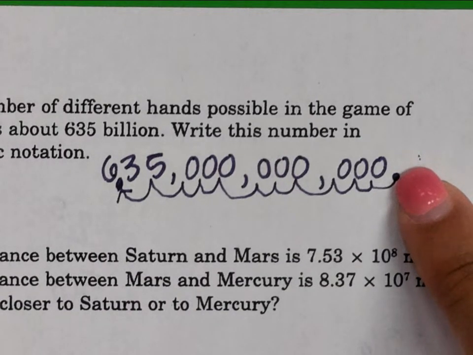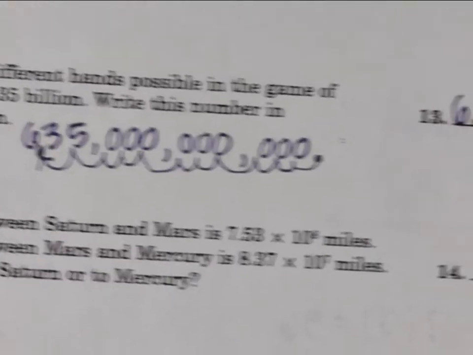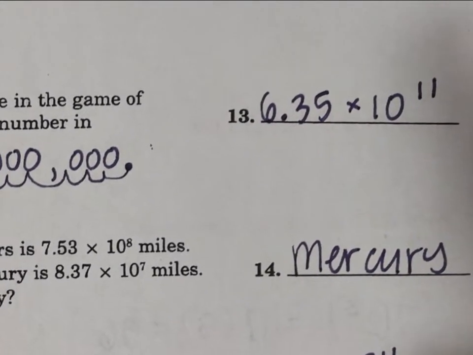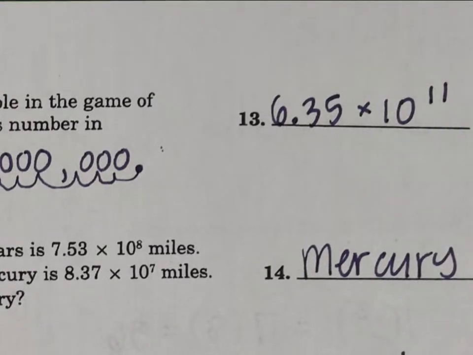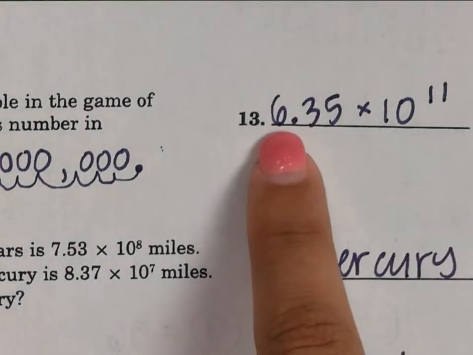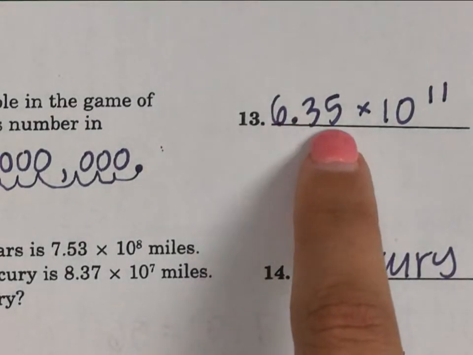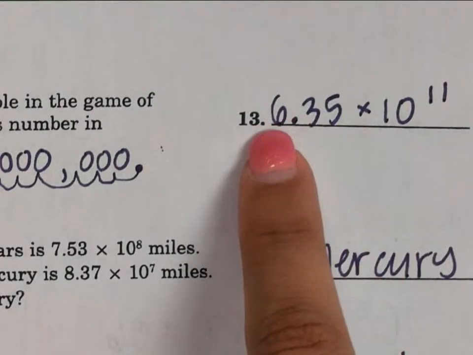You start with a large number, positive exponent. But if you start with a small number or decimal, it's going to be a negative exponent. So that should be 6.35 times 10 to the 11th. Remember, that decimal has to go in between the 6 and the 3. It can't go in between the 3 and the 5 because that number has to be between 1 and 10. Or greater than 1, less than 10. Okay.